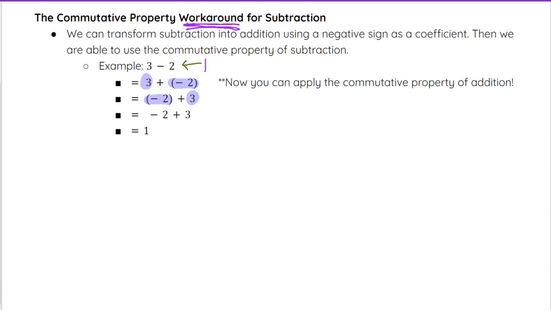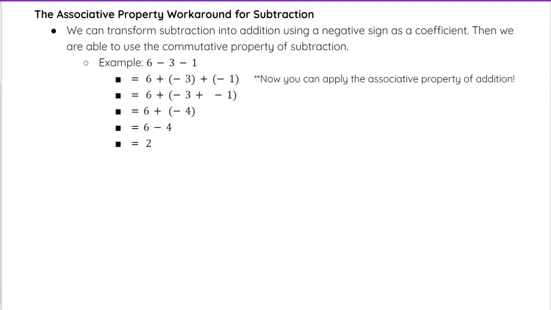So the commutative property works if we pull that sign with the number when we move around the order of the numbers. Okay, and then we have the associative property workaround. So again, it is a workaround because there is not actually an associative property of subtraction. Instead, we want to go ahead and, again, just like we did on the last one, take those negative signs and really attach them to the number. And then the number moves with the negative sign, not just the number alone.